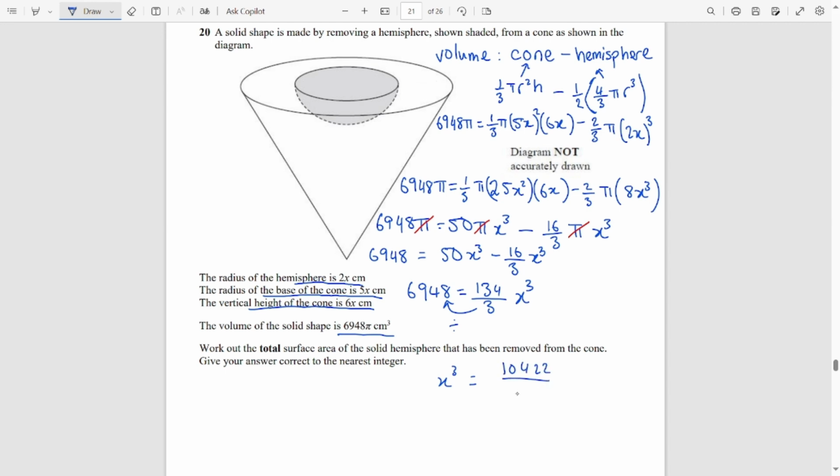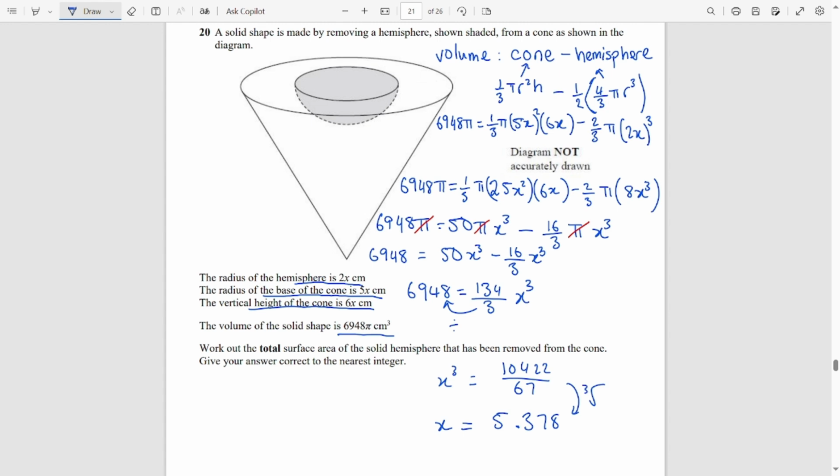10422 over 67. And then the last step is to take the cubed root, and this is the point where you will run out of being able to write it as a fraction. I think your calculator will give you this just as a decimal, and so this is 5.378. And so from here, what you are doing is you are taking the cubed root of that.